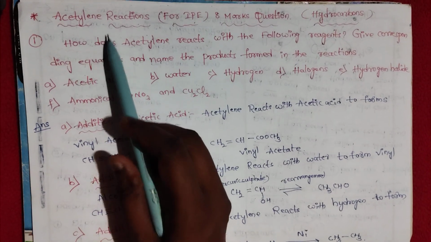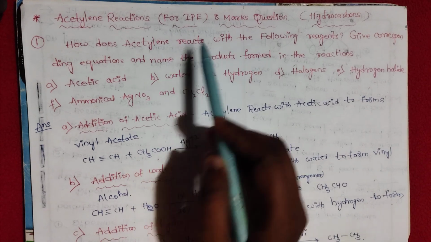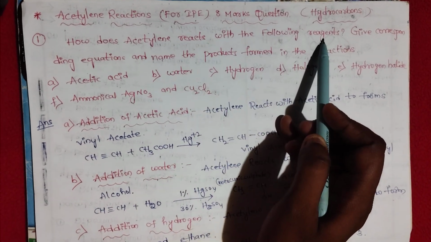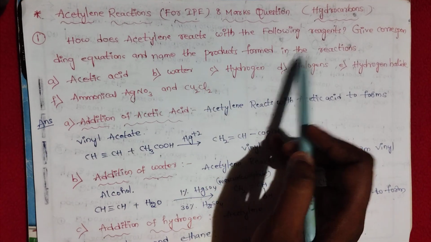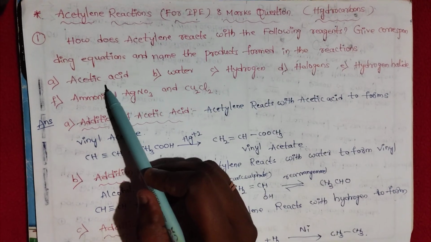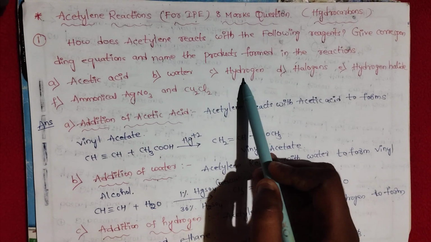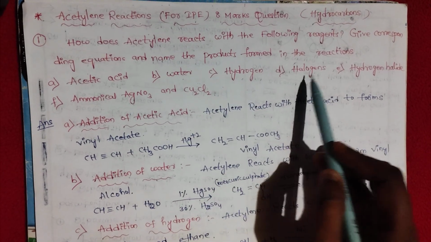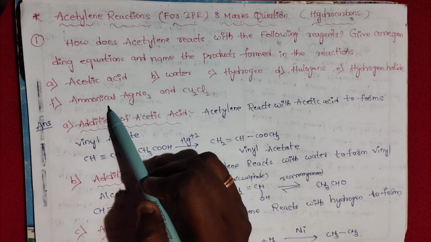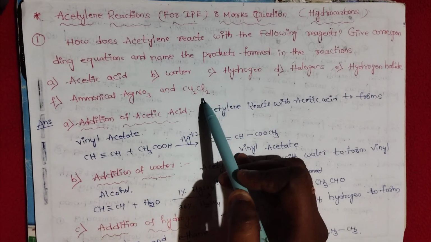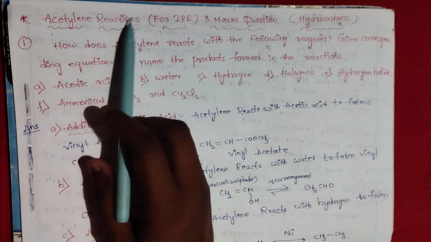The question is: how does acetylene react with the following reagents? Give corresponding equations and name the products formed in the reactions. The first reagent is acetic acid, second water, third hydrogen, fourth halogens, next hydrogen halide, and the last ammoniacal silver nitrate and cuprous chloride. So this is the question about acetylene.